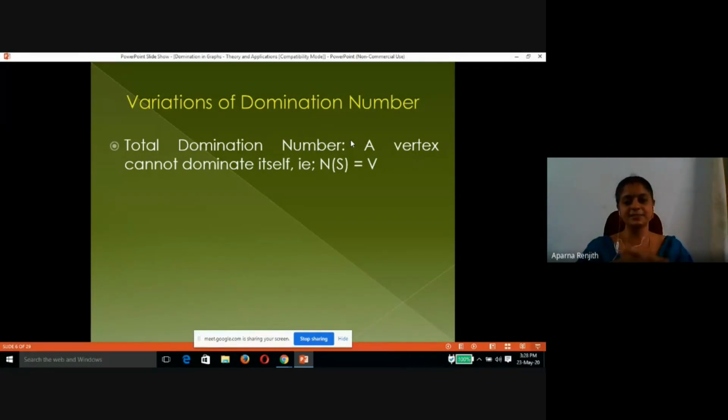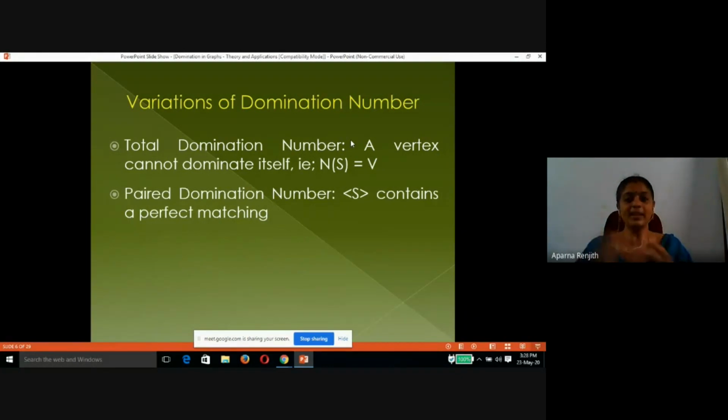It is not sufficient if the vertex itself is present in S. That has to be dominated by some other vertex which is present in S. Clearly, in this case, the open neighborhood of S will be the entire set V. So that is to tighten security.